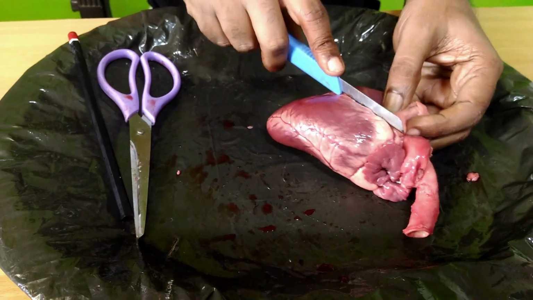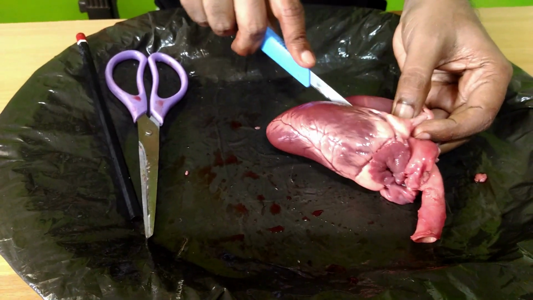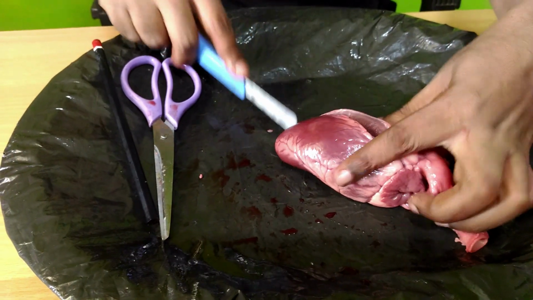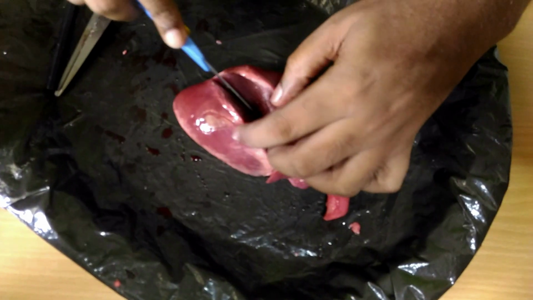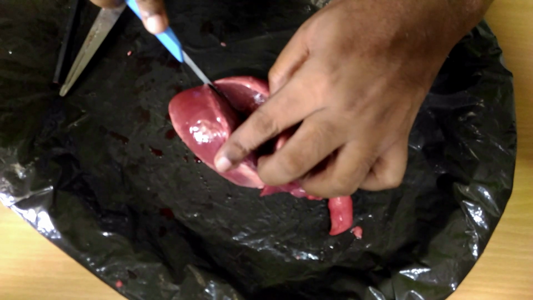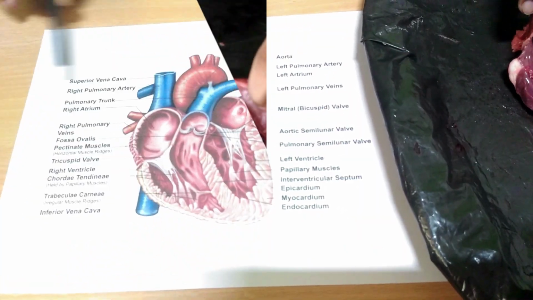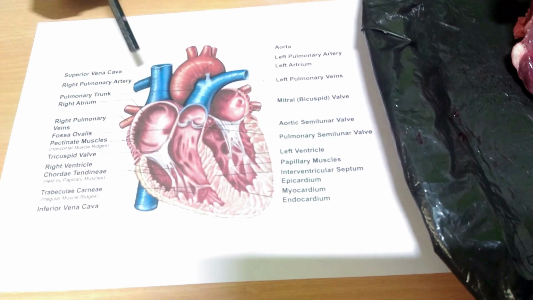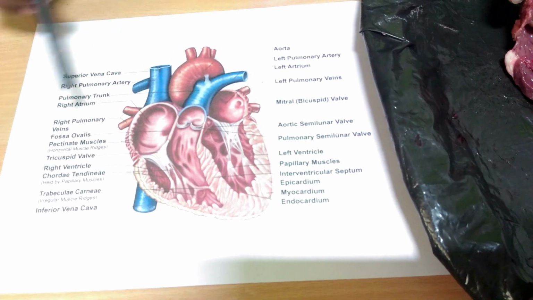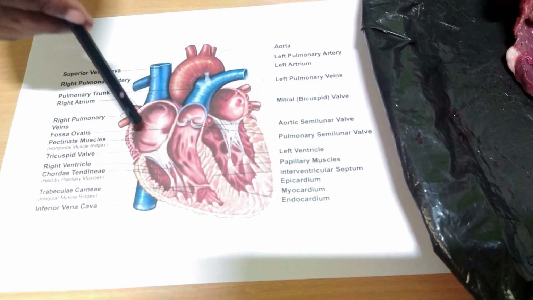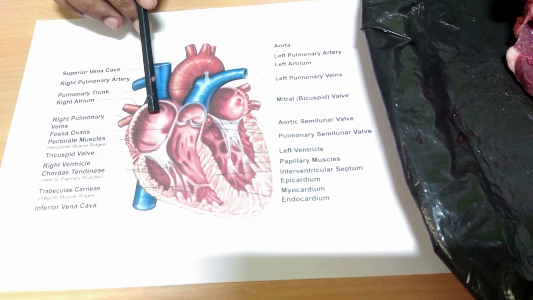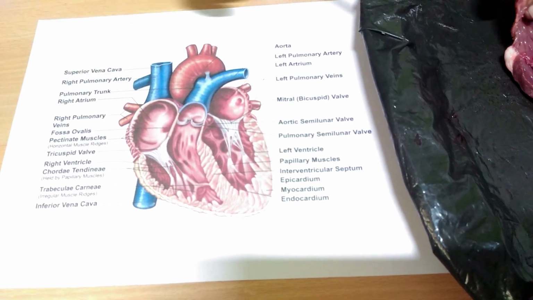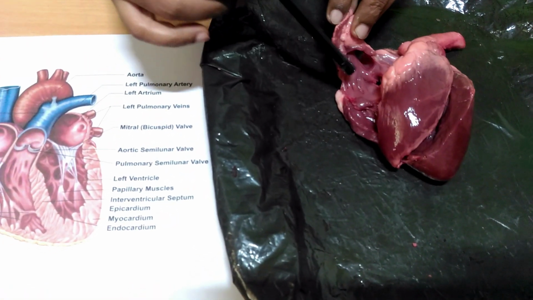Now, we will see the internal structure of the heart. We will cut the heart open. Superior vena cava and the inferior vena cava. These two blood vessels collect deoxygenated blood from different parts of the body and bring it to this part of the heart. This part is called the right atrium. So both of them leave the blood in the right atrium, and this is the right atrium.